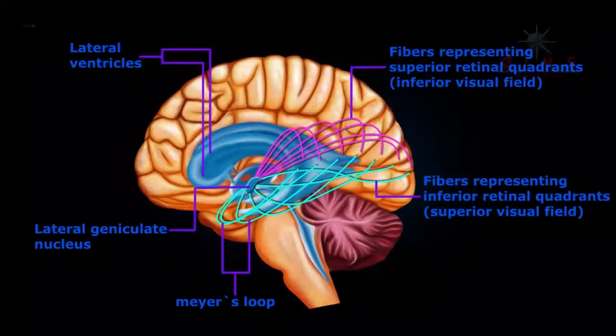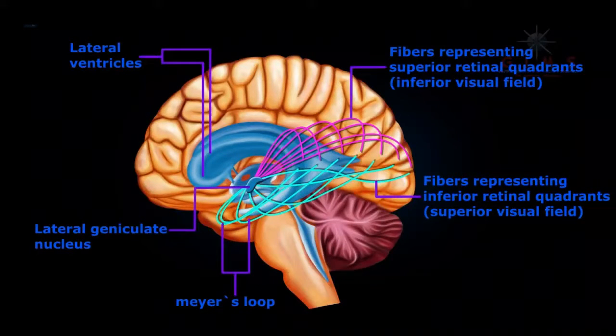In this lateral view of the brain, we see that axons carrying information about the superior portion of the visual field sweep around the lateral horn of the ventricle in the temporal lobe, a branch called Meyer's loop, before reaching the occipital lobe. Axons carrying information about the inferior portion of the visual field travel in the parietal lobe.